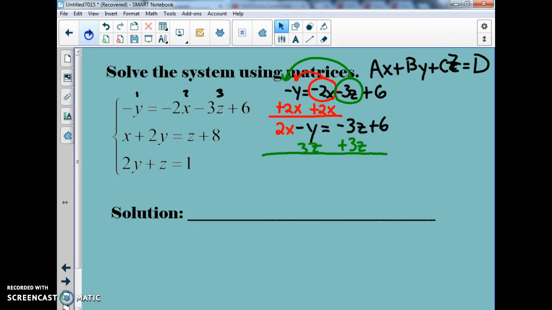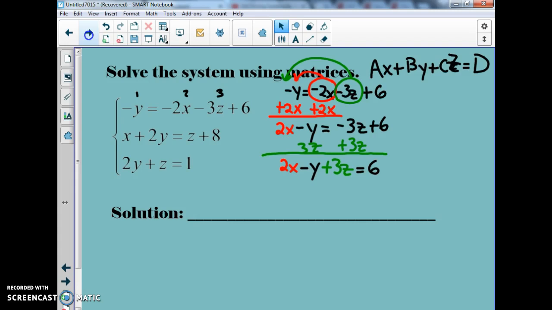When I do that, I'm going to end up with 2x minus y, because I want to go x, y, and z, plus 3z, and that's equal to my constant 6. So that is one of my equations for my matrix.